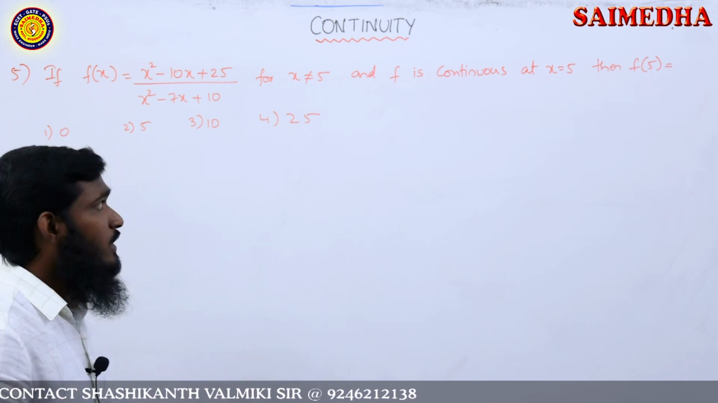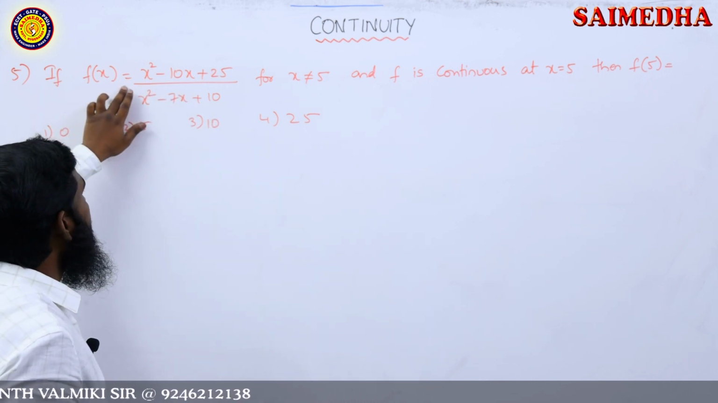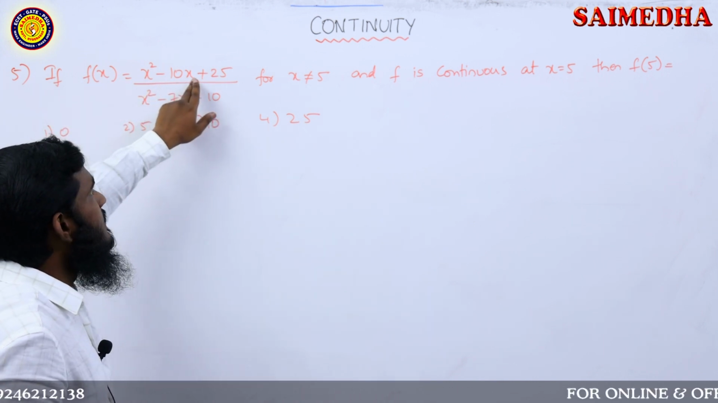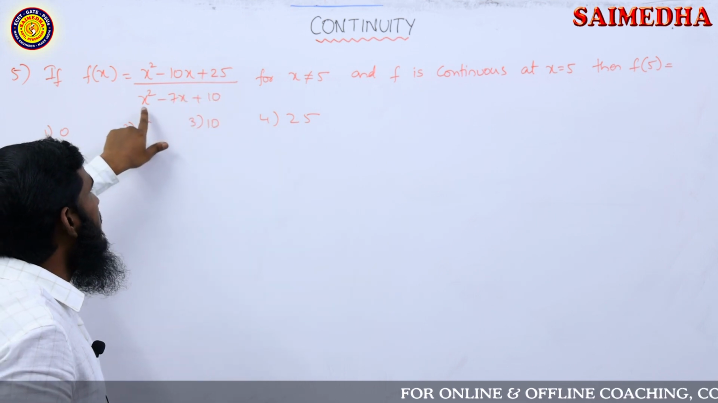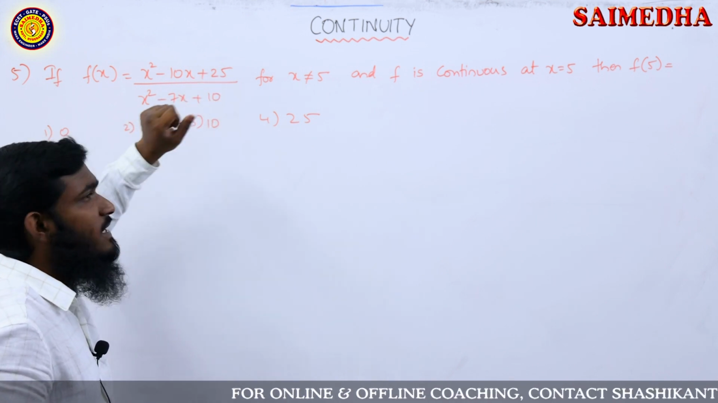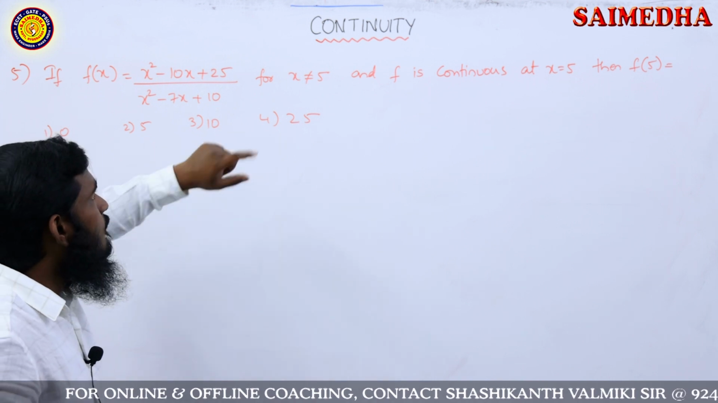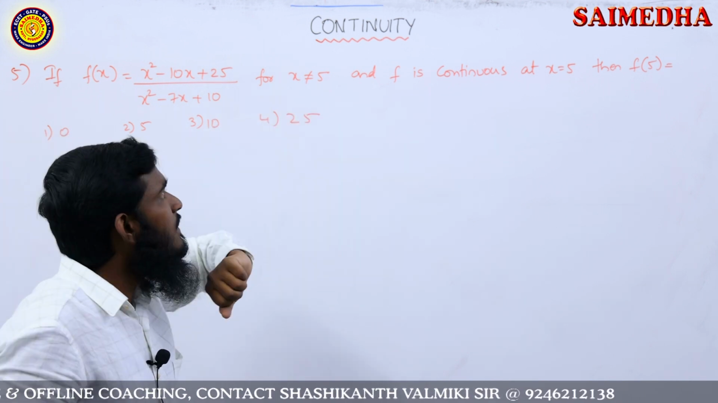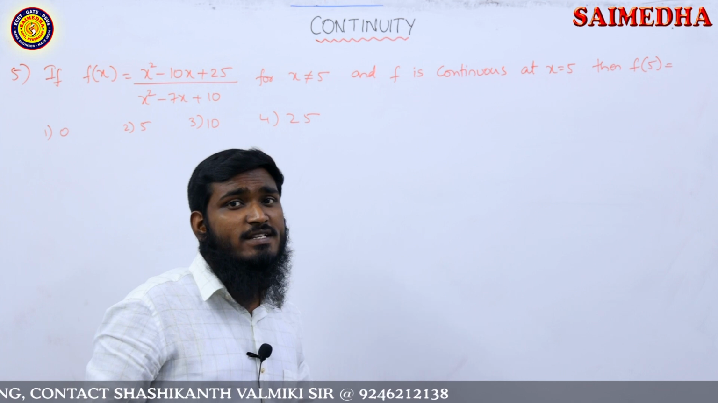Now let us see the next question over here. If f of x is equal to x square minus 10x plus 25 divided by x square minus 7x plus 10, this is a function for x not equal to 5, and f is continuous. What is given in the question?